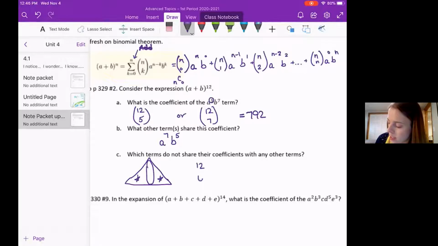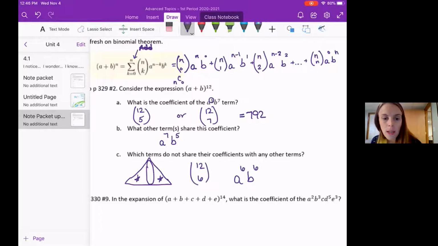So in this situation, to figure out which term would be directly in the center, well, half of 12 is 6. So you'd have 12 choose 6. That would be the coefficient. And the term that would go along with that would be a^6, b^6. In other words, if you flip-flop the powers like we did in part A and part B, you would still get a^6, b^6. So you wouldn't have any different terms that you would be talking about.